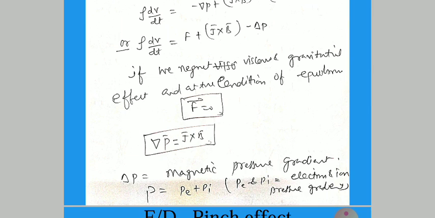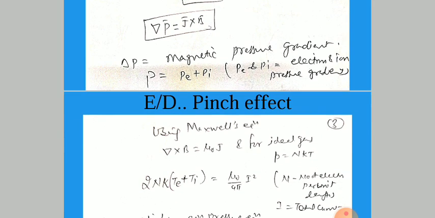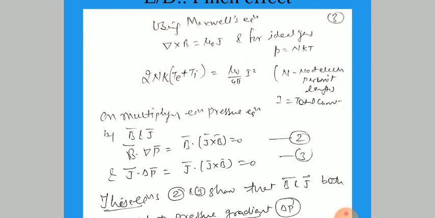Here P equal to Pe plus Pi. Pe is due to the electron pressure gradient, and Pi is related with the ions, so both are added to provide the net magnetic pressure gradient. Now using the Maxwell equation, del cross B equal to mu 0 J, and the ideal gas equation, P equal to NKT, we can write 2NK(Te plus Ti) equal to mu 0 over 8 pi times I square. Using some calculations, N is the number of electrons per unit length, not volume, and I is the total current.